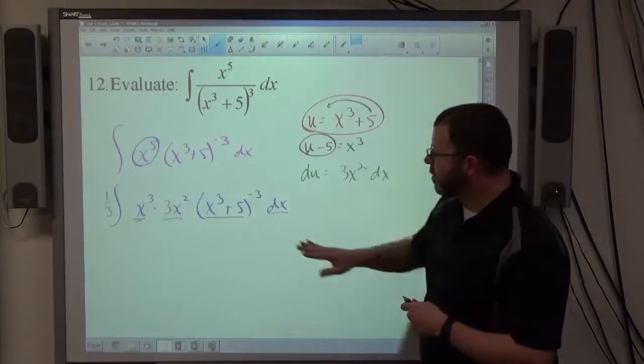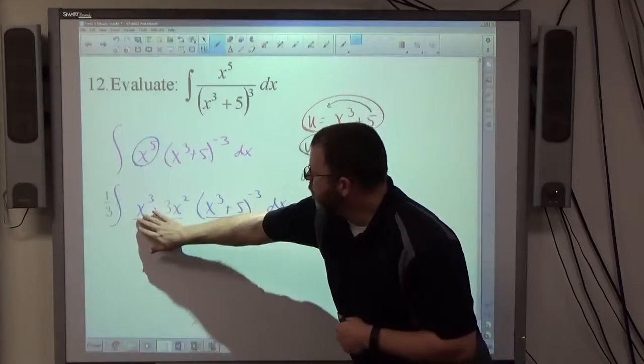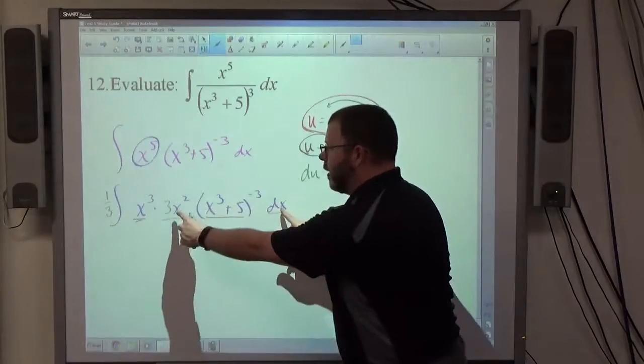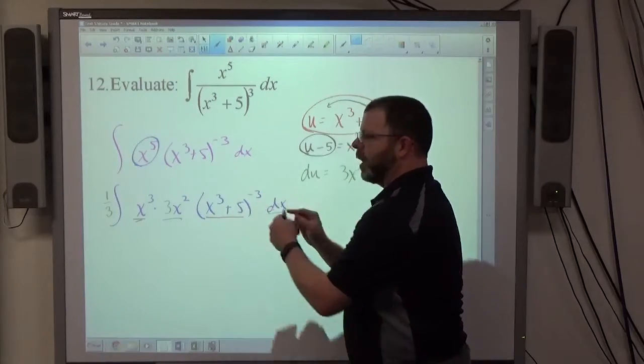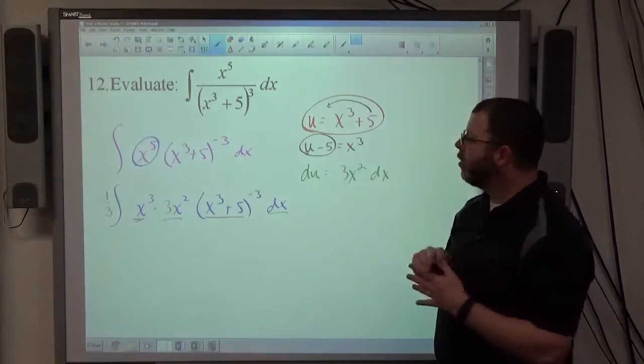So every piece of this can be changed to something about u. This can be changed to u minus 5. This can be changed to du. This can be changed to u to the -3rd power. So all of a sudden it's going to be a u integral.